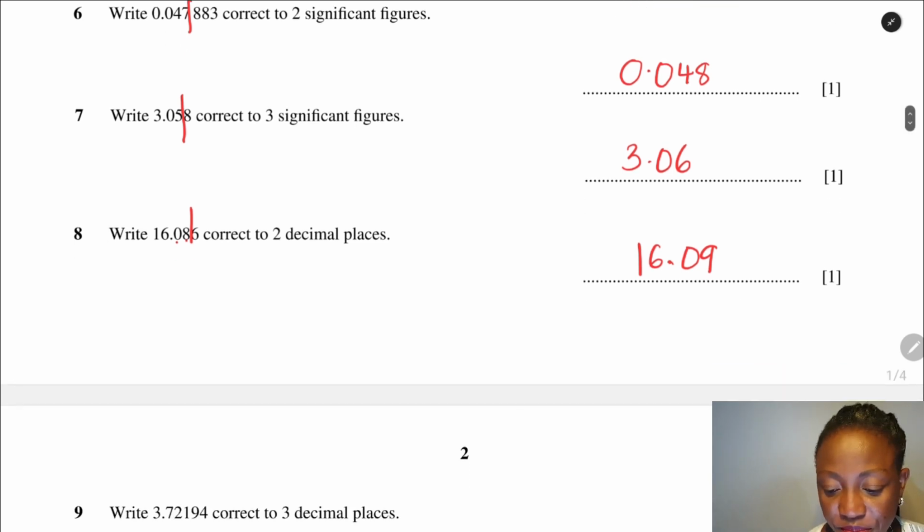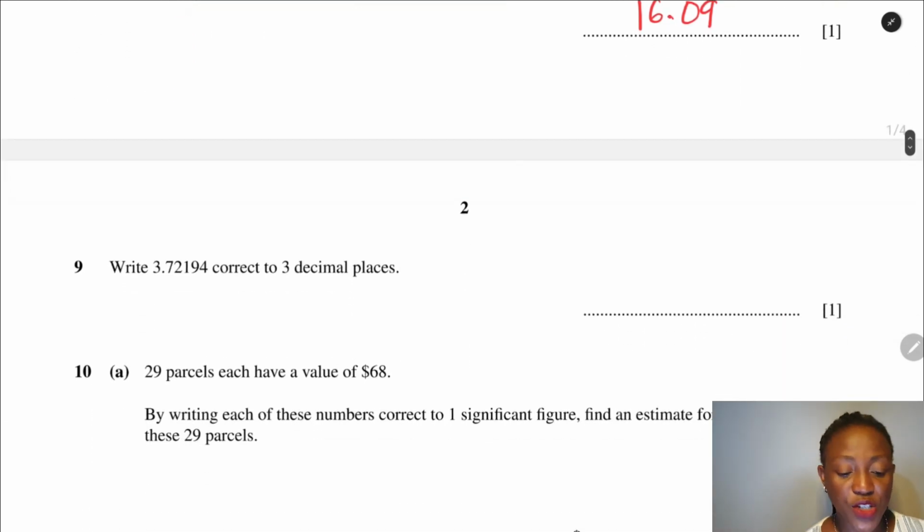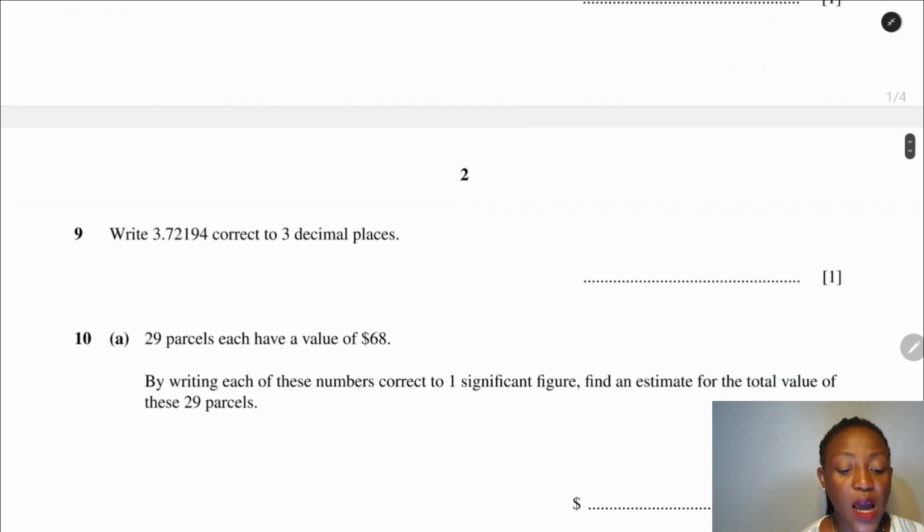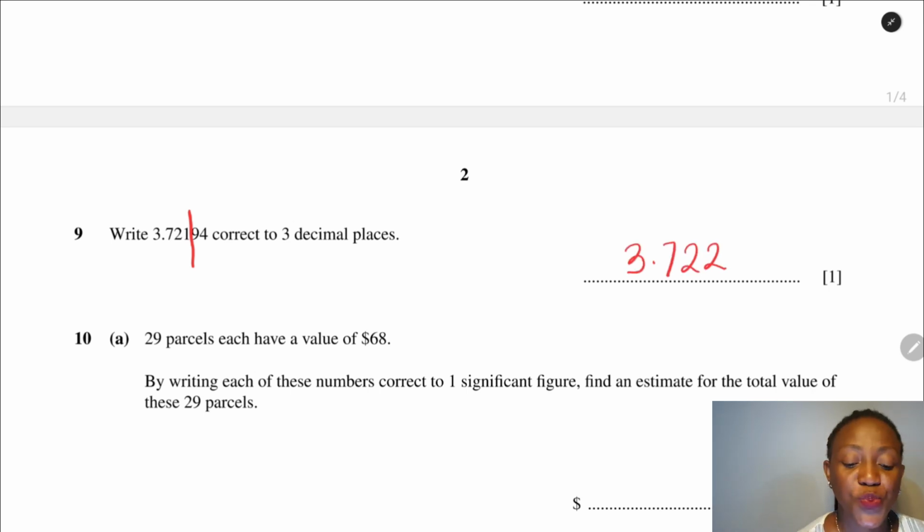All right. So moving on to question number 9. For question number 9, we are supposed to write 3.72194 correct to three decimal places. Three decimal places will mean 7 is the first decimal place, 2, 1, and then we draw our line here, and then we have 3.722.